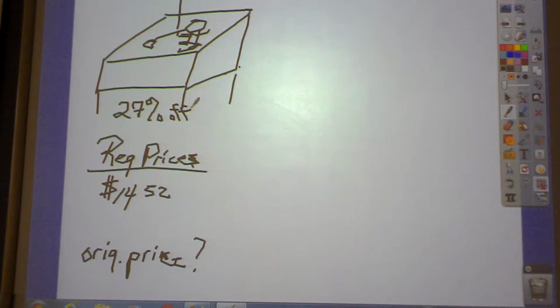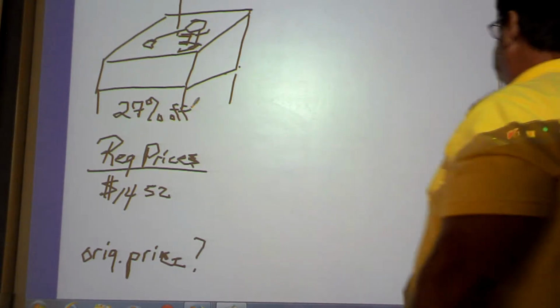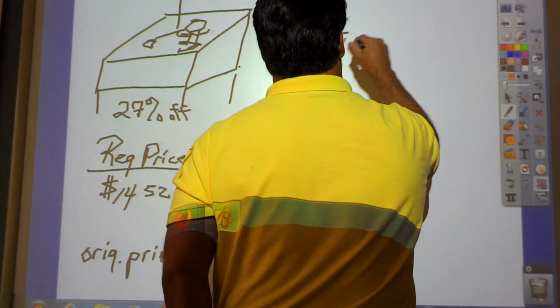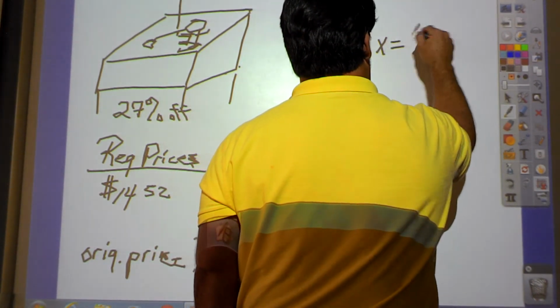Let me go ahead and tell you why people get this one wrong. They get it wrong because they think they can back it in by taking 27% of $14.52 and adding it back to $14.52. That ain't the way it's done. And you can fuss with me all you want to, it's not done that way. You've got to use the Walmart equation for this one. X plus or minus percentage X is equal to the total.